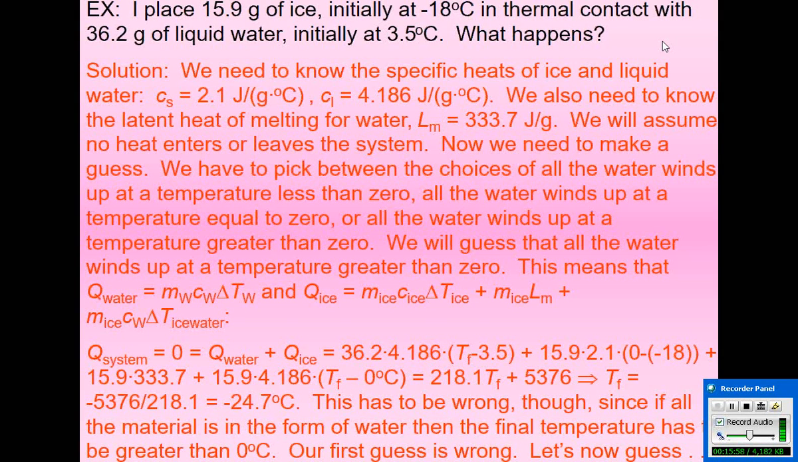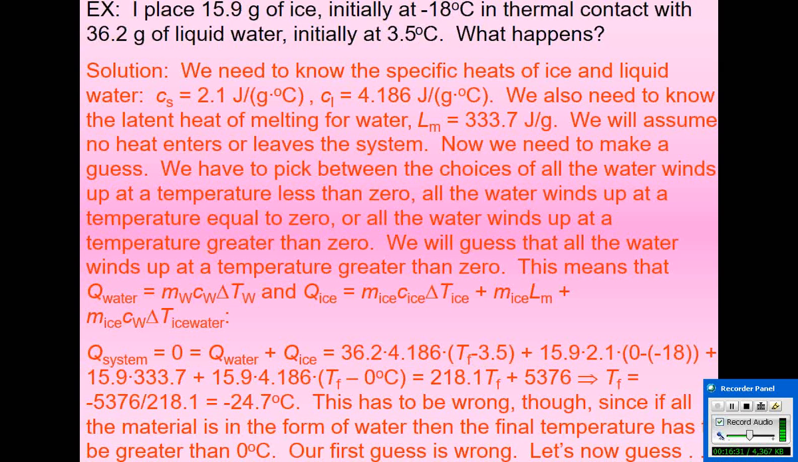We need to look up some properties of water. The specific heat of water in solid form is 2.1 joules per gram times degrees Celsius. And the specific heat of water in liquid form is 4.186 joules per gram times degrees Celsius. We're dealing with either solid water or liquid water, so we only need to worry about the latent heat of melting or freezing. The latent heat of melting, as we saw earlier, is 333.7 joules per gram.